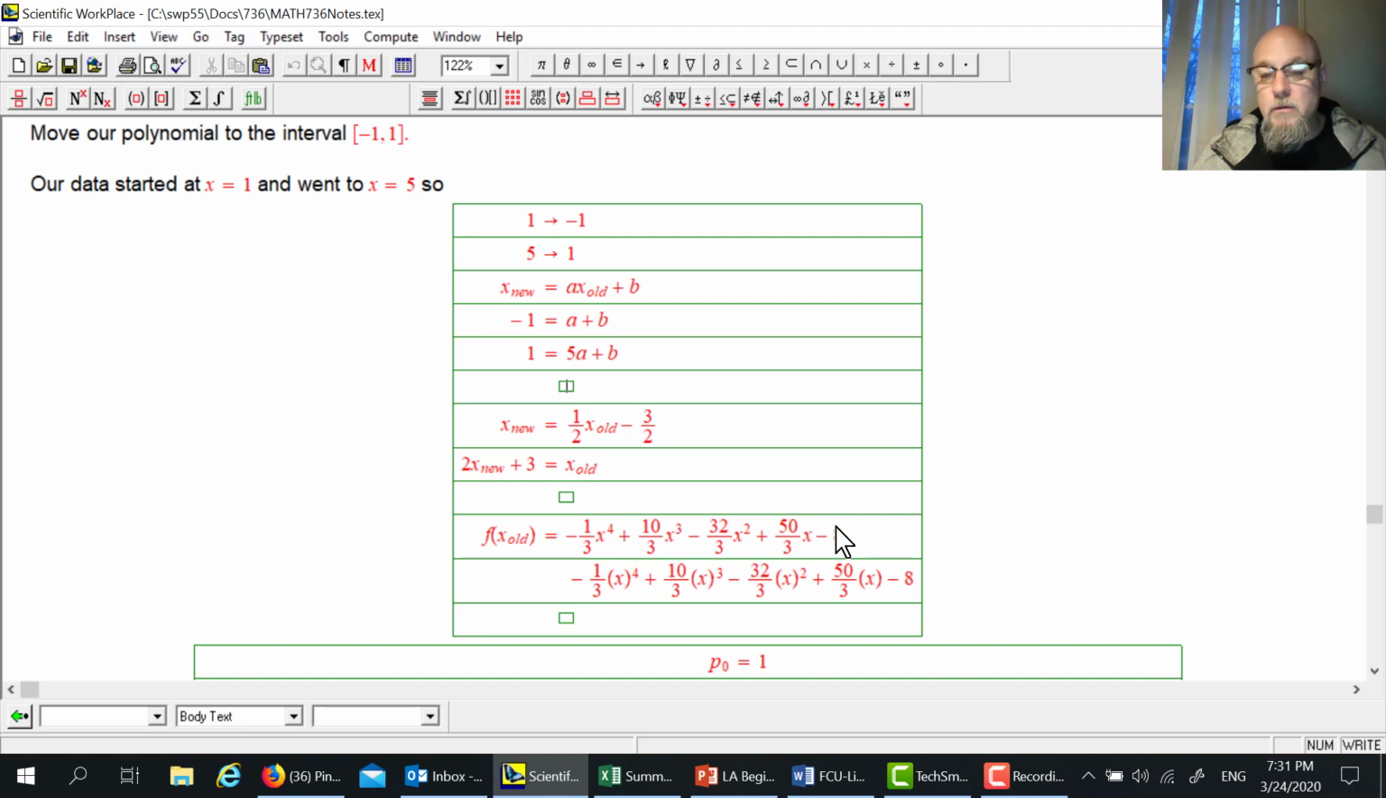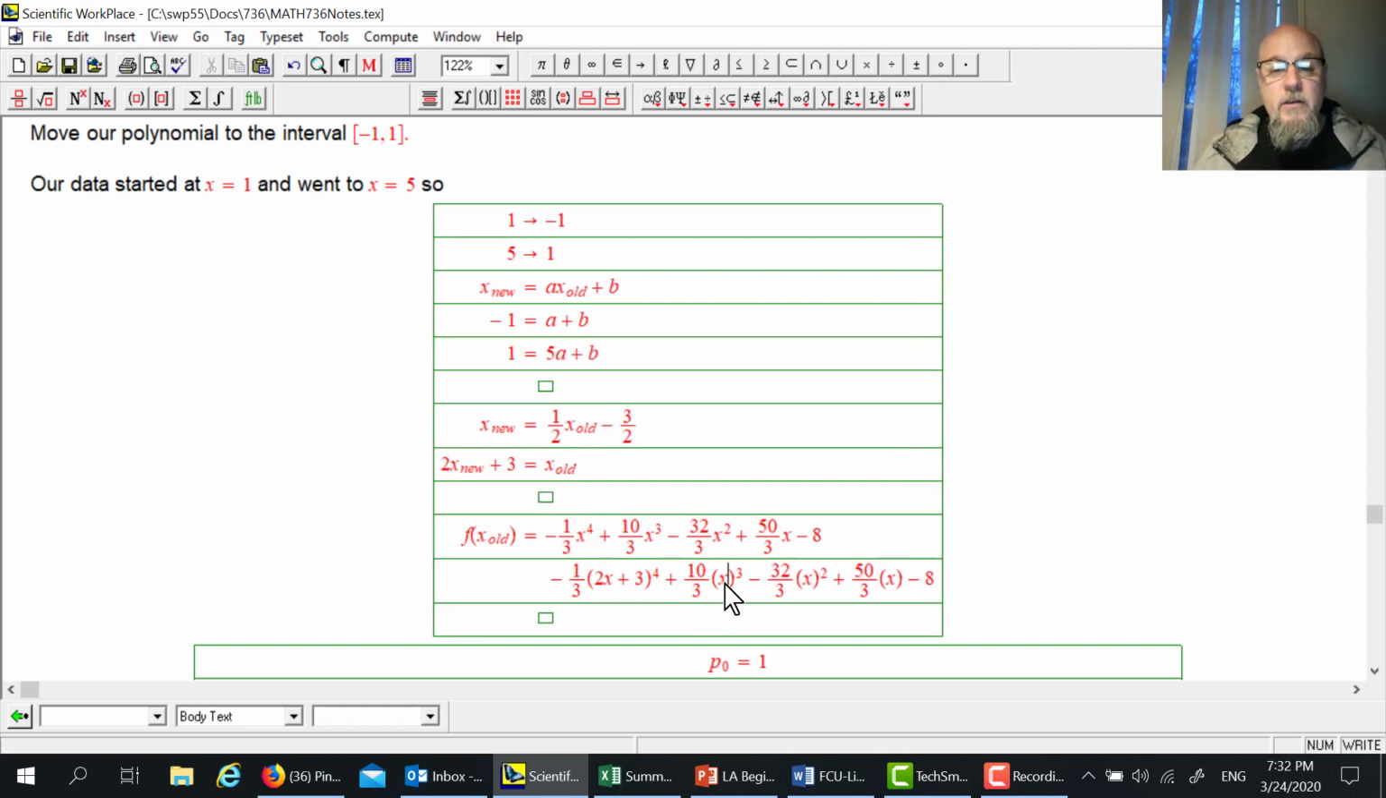So here's our polynomial on the interval in the old x's. These x's here are old x's, and I want to move it over to be new x's. If new x is equal to 1/2 old x minus 3/2, then old x is equal to 2 new x plus 3. I just solved this for old x. So 2 new x plus 3 is what I want to substitute in for all these old x's here.